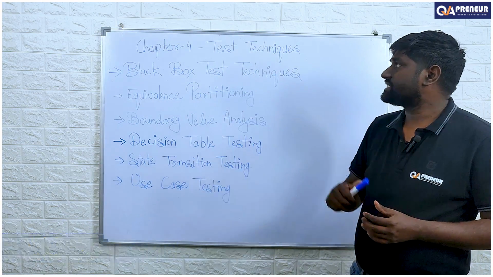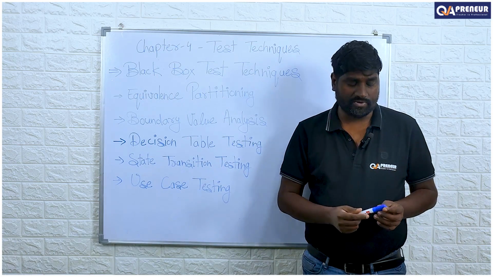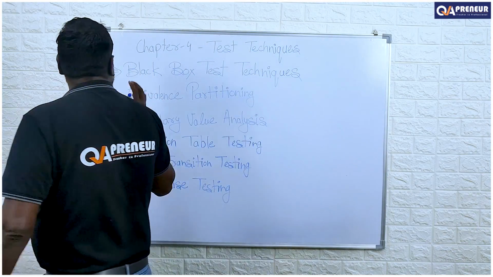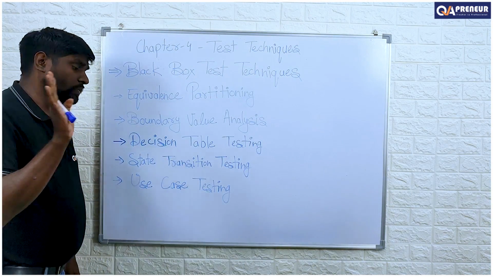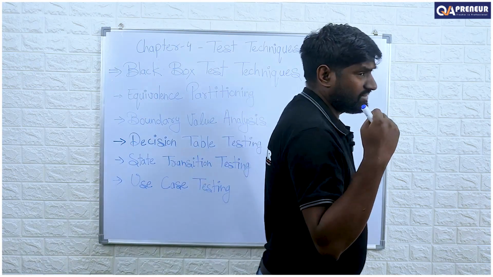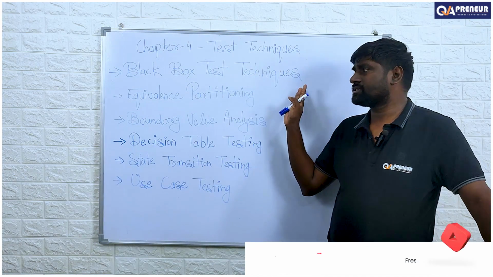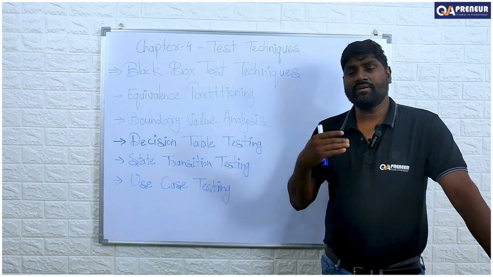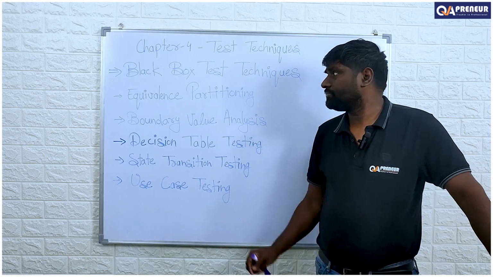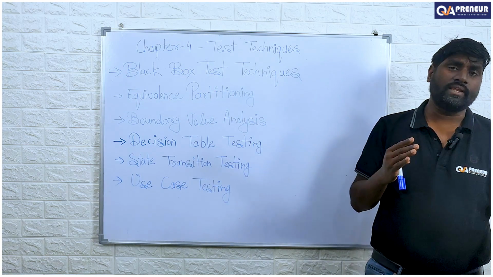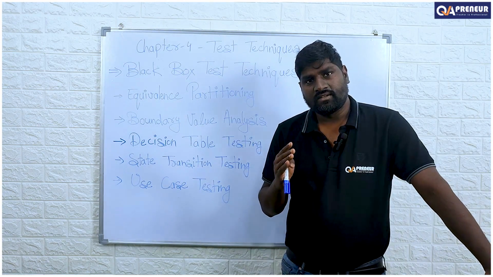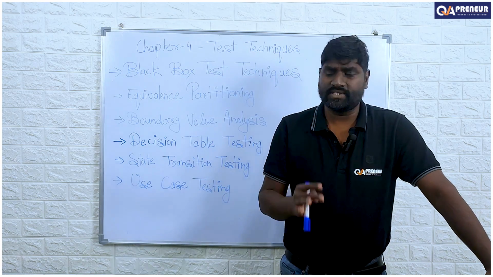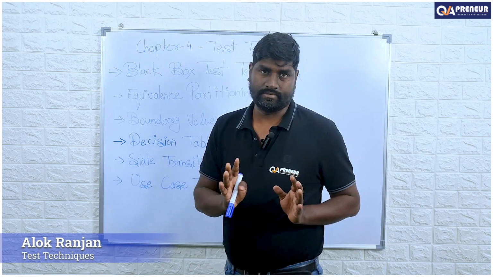So let's discuss something on Unit 4, ISTQB Unit 4, that is called test technique. Generally there are two types of test technique. First one we are saying black box, and second one we are saying white box. As we have discussed in the previous video, black box means simply we are giving the input and validating the output. It doesn't matter how the output is generated.